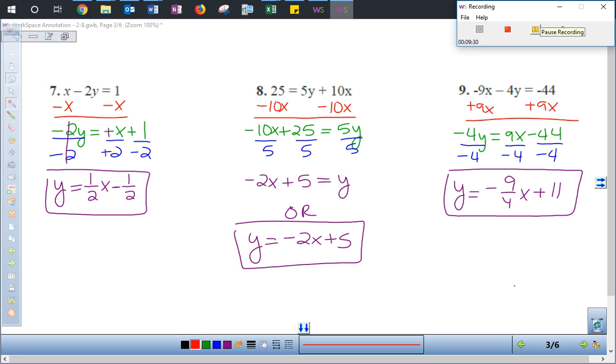Okay, so on number 9, you should have gotten y equals negative 9/4 x plus 11. What's important is that you watch your signs. When you add the 9x over, it becomes positive, and then you divide each term by a negative 4. So 9 over negative 4 doesn't simplify. It stayed as negative 9/4. And then a negative 44 divided by a negative 4 gives me a positive 11.